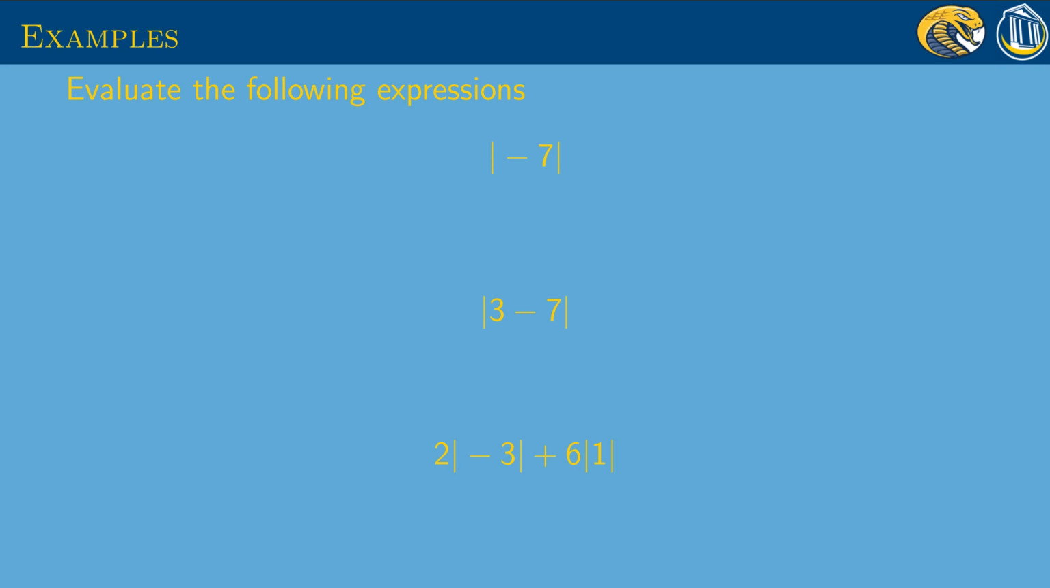Let's do a couple examples. If we imagine the absolute value of negative 7 on a number line, 0 is right in the middle, negative 7 is right over here, then the absolute value of negative 7 is just the distance from negative 7 to 0 along the number line. Negative 7 is 7 units away from 0, and so we can write that the absolute value of negative 7 is 7.